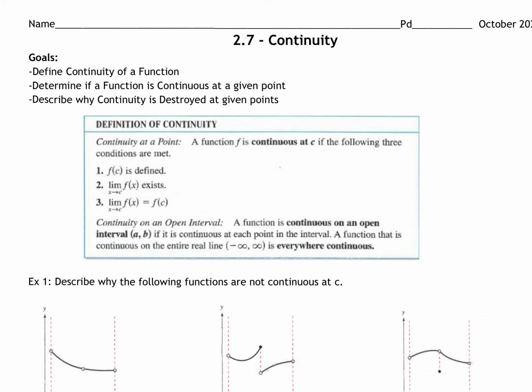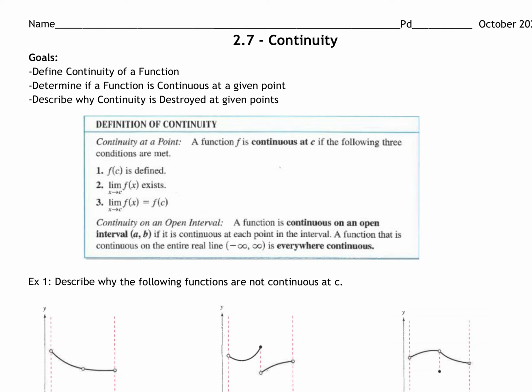All right, welcome to our video on continuity. So I think if you think about the word continuous, it means it keeps going. There's no breaks. If you think about continuous in terms of a road, you can continue traveling on that road without any problems. If there's all of a sudden an earthquake and there's a big hole in the middle of the road, it's no longer continuous because you can't travel through it.